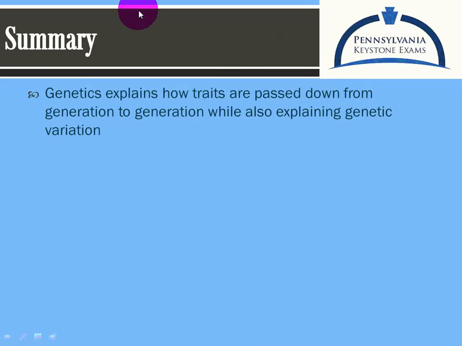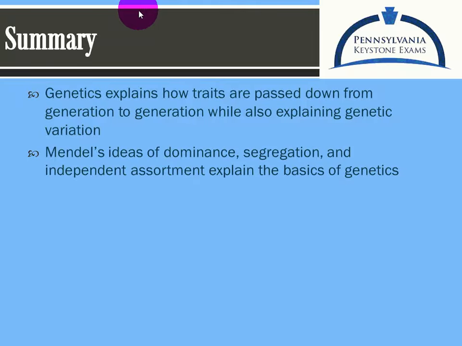So, to sum everything up, we have the idea of genetics, and genetics explain how traits get passed down from generation to generation. How come blonde hair runs in your family? How come most of the people in your family are on the shorter side? But it also explains genetic variation. Why don't you look exactly like your sister, or why don't you look exactly like your father?